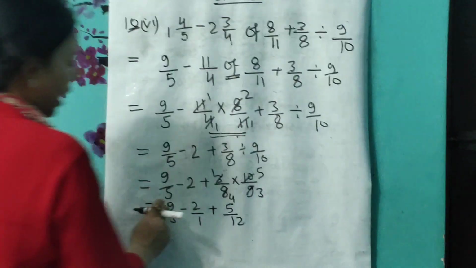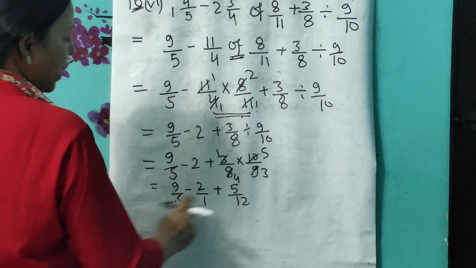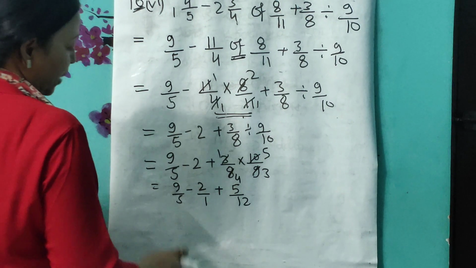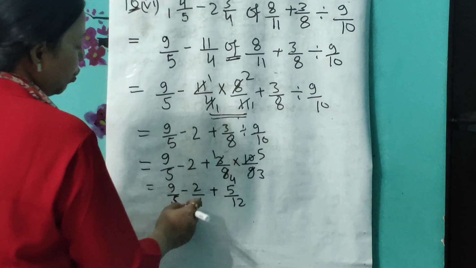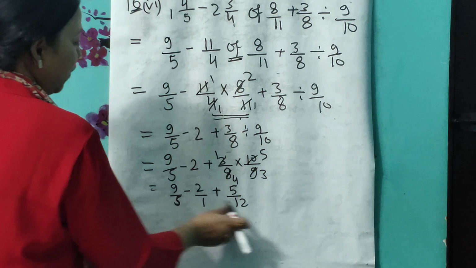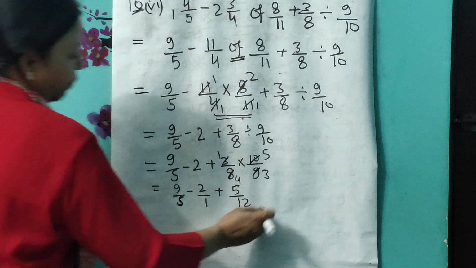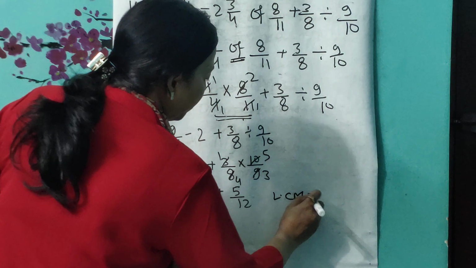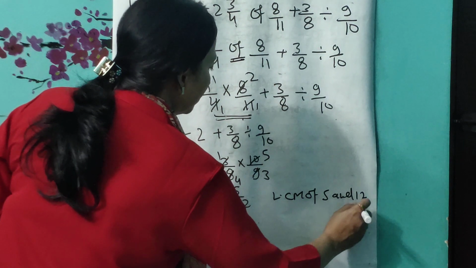Now you can see here 9 by 5 minus 2 by 1 plus 5 by 12. It is an addition and subtraction of fractions. So you have learned this also in the fraction lesson. So what you will do, you will take out the LCM of 5 and 12. LCM of 5 and 12 will be 60.